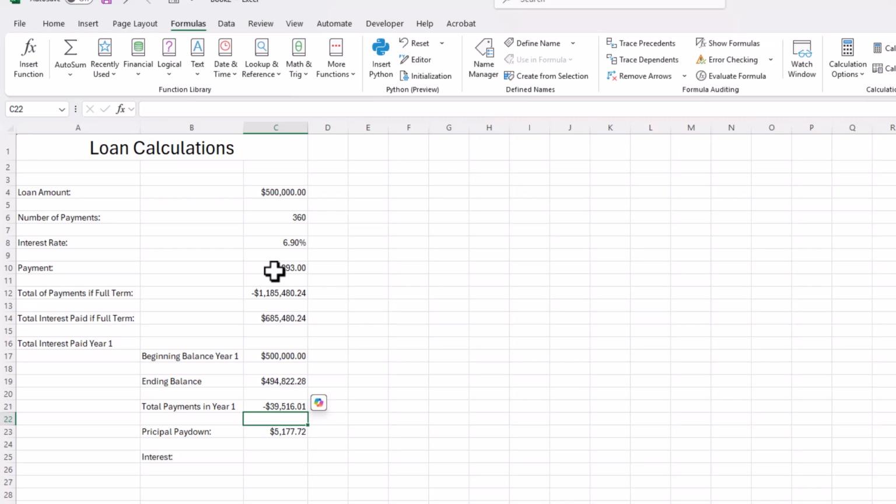So, how much interest did we pay in that first year? We know that the total of the payments is $39,000, and the principal paid down is $5,177. The balance must be the interest. $34,338 is the interest paid the first year.